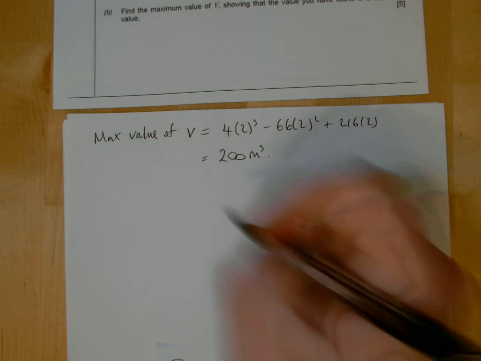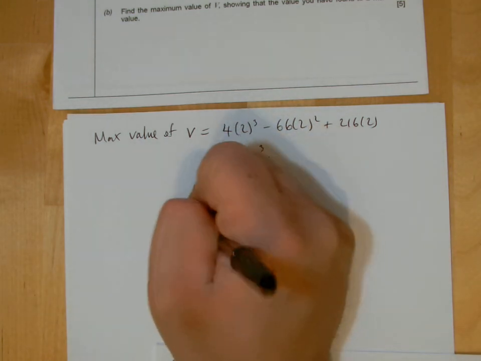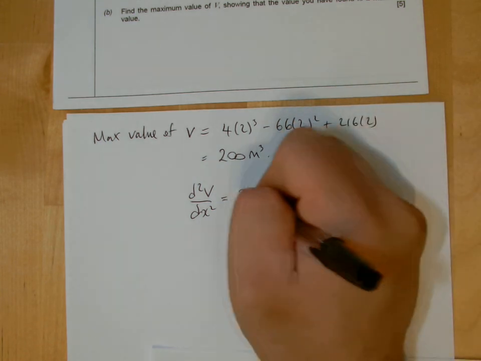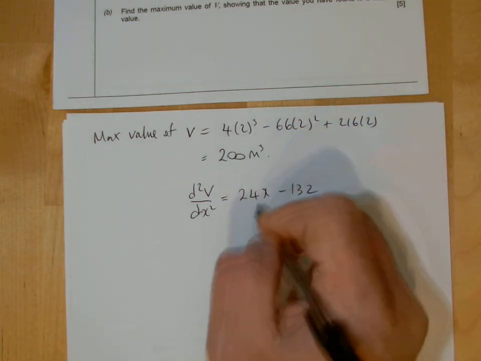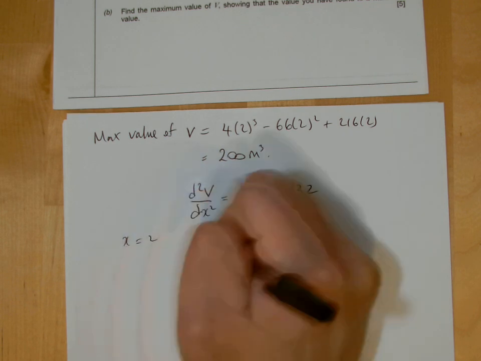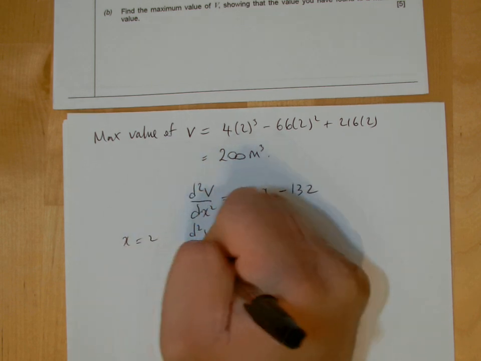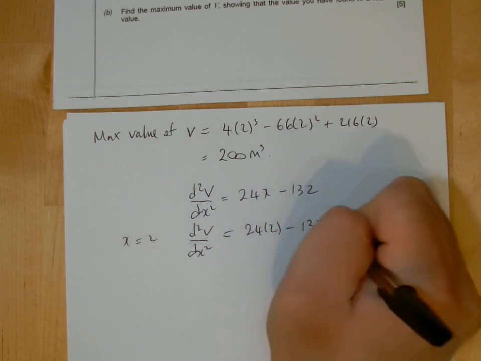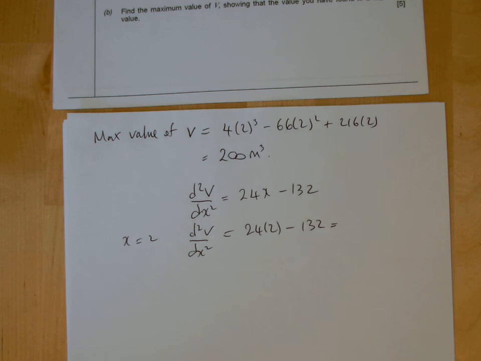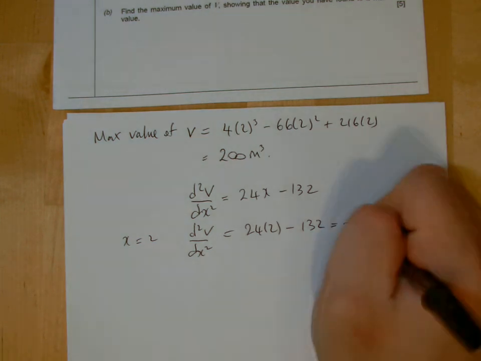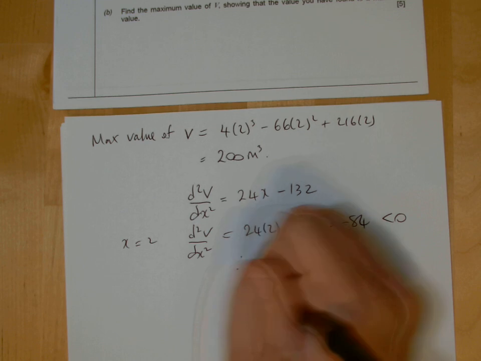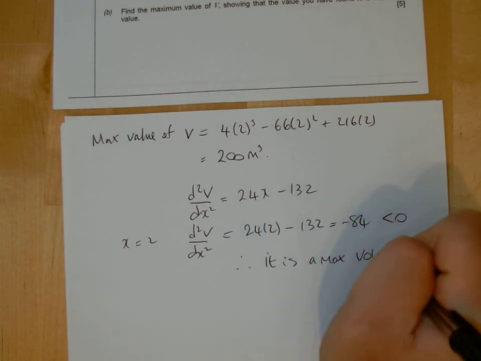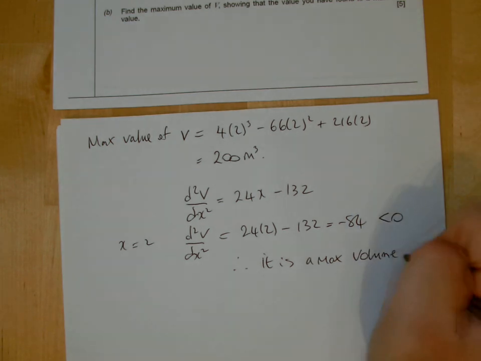And show that it is a maximum. Well, how do we show that it's a maximum? We've got to do the second derivative, haven't we? d2v by dx squared. If you differentiate that again, you get 24x minus 132. So when x is 2, d2v by dx squared will be 24 times 2 minus 132. If you work that out in your calculator, it comes to minus 84. It's less than 0, so therefore it is a maximum volume because d2v by dx squared came out to be less than 0.